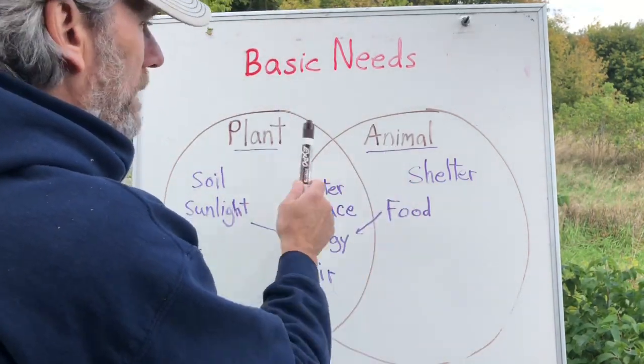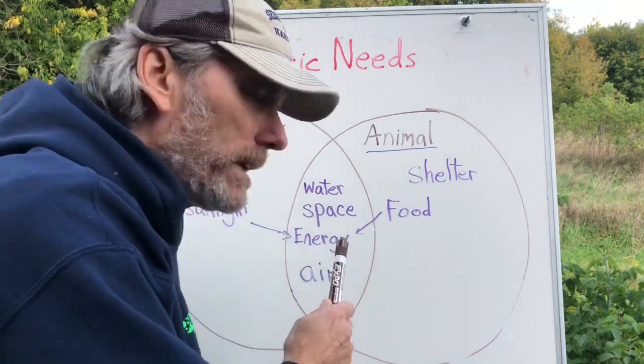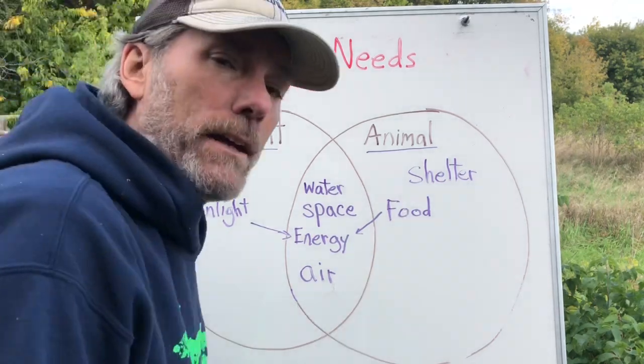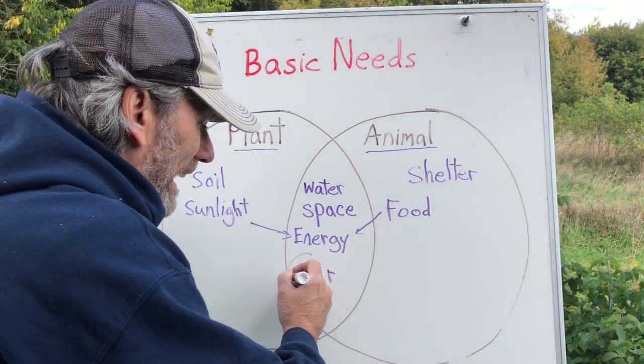Both plants and animals need energy. I didn't have this one in our Venn diagram. They both need energy. Plants get it from sunlight. Animals get it from eating food. Today, friends, we're going to focus in on air.